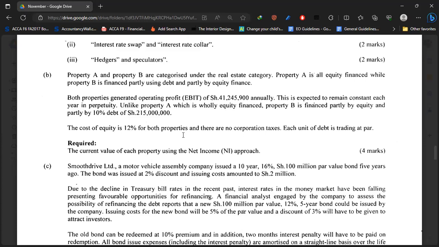Good question provided there. We have been told that we have only two properties, A and B. Property A is fully equity financed, while property B is financed partially by debt and equity. It is good to understand the net income approach. Both properties generate operating profits of 41,245,900 annually, constant in perpetuity. Property B is financed partly by equity and partly by 10% debt of 215 million. The cost of equity is 12% for both, with no corporation taxes. Each unit of debt is trading at par. Required: the current value of each property using the net income approach.